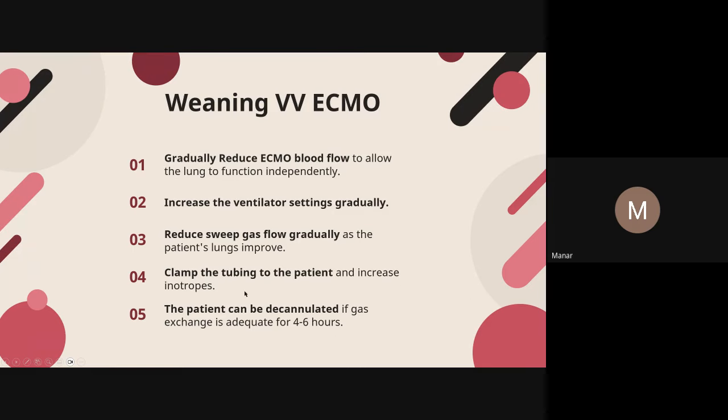But clamping the tube just gives us more safety that if the patient is not stable, we can just unclamp them, and then the blood will go back to the machine, and we will redo the cycle again, instead of decannulating the patient and then cannulating the patient again.